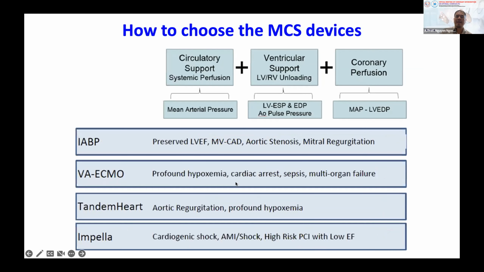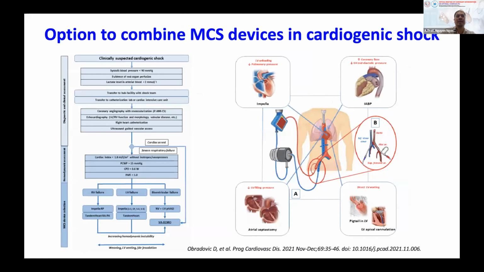Another thing is that you can combine two devices together. For example, IABP you reserve for the patient with preserved LV function, also for a patient who might have aortic stenosis or mitral regurgitation. ECMO is for profound hypoxemia, and TandemHeart or Impella you can apply for cardiogenic shock or high-risk PCI with a very low EF. Sometimes you can think about how to combine devices, because when you combine them you can use the benefit of each device. For example, IABP plus Impella, or Impella plus ECMO, or you can use a few devices to reduce the side effects of ECMO. This is very costly, but it can save you, especially when the patient goes into a very late state of cardiogenic shock.